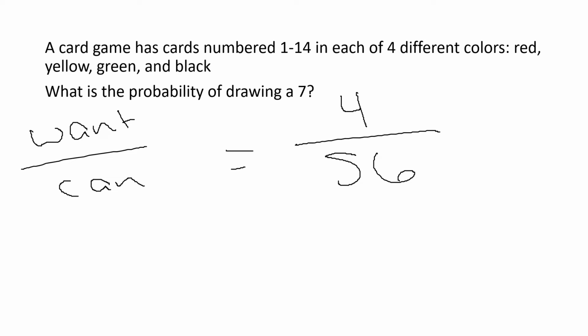Then I'm going to reduce that. I'm going to use my fraction key and not my decimal key. Nope, not my division key. And I typed that in wrong. 4 over 56, and it ends up to being 1 over 14. And that's the probability.